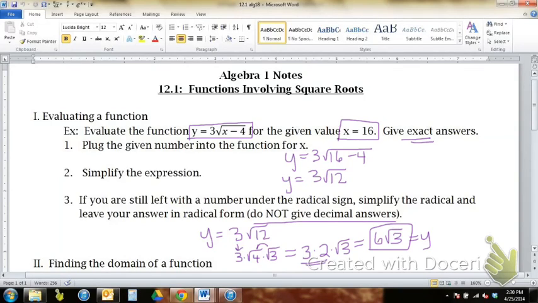Your answer needs to always be in simplest radical form, no decimals. Your calculator will help you break down the square root, but it's not going to give you the answer. So, got to use your brain.